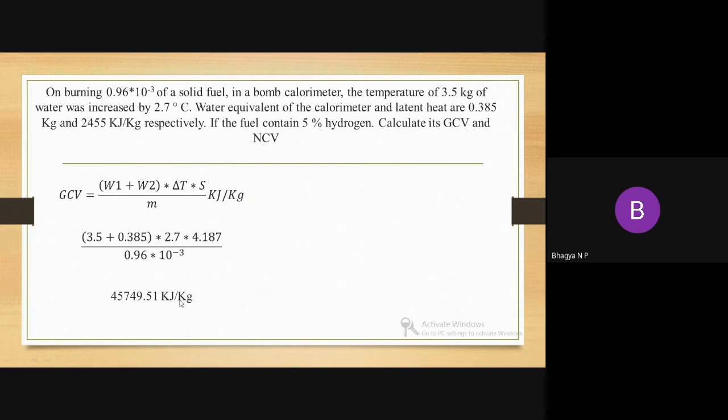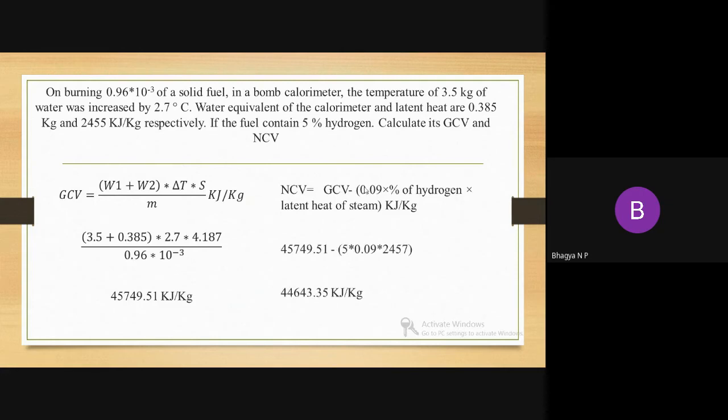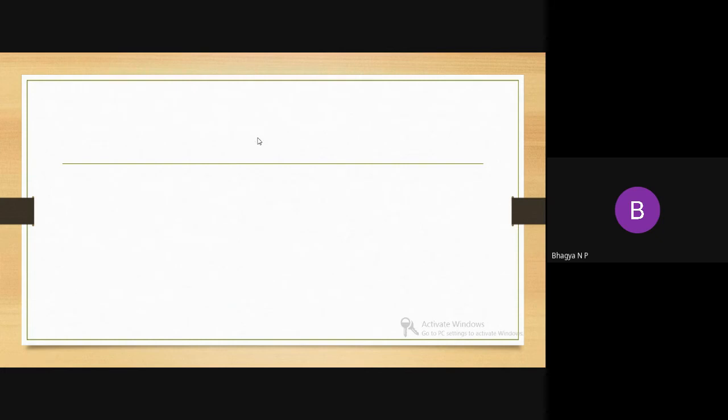45,749.51 kilojoule per kg. Then NCV can be calculated by using this formula. Then on substituting the values and on calculation, in this problem, we are going to get NCV as 44,643.35 kilojoule per kg. So in this way, we can solve this problem. So now we'll move on to two more problems.